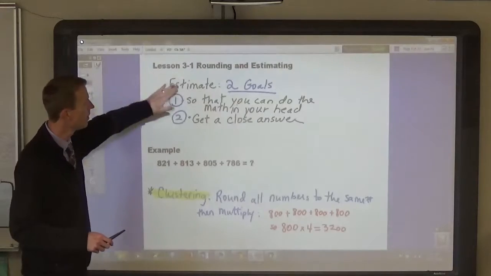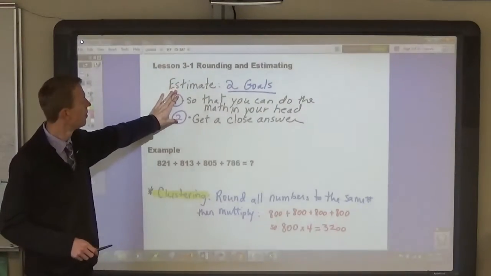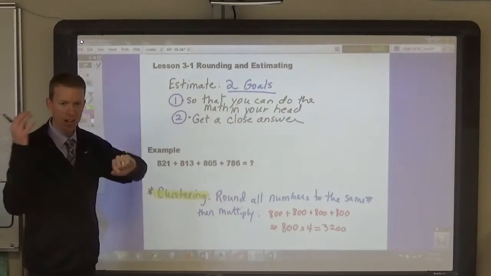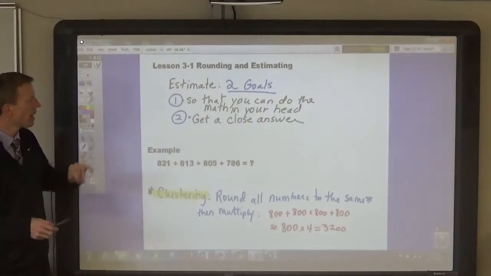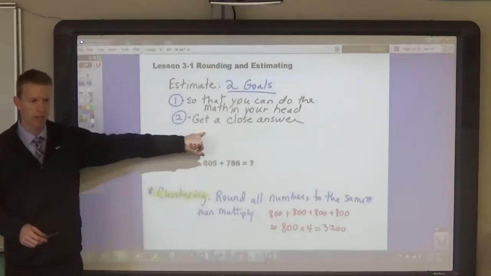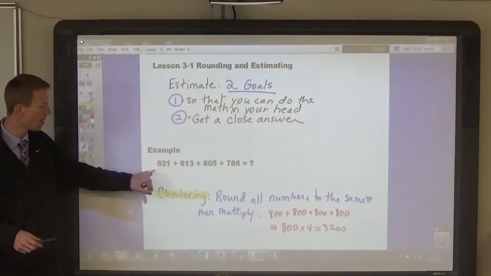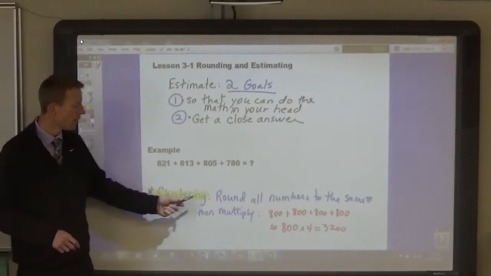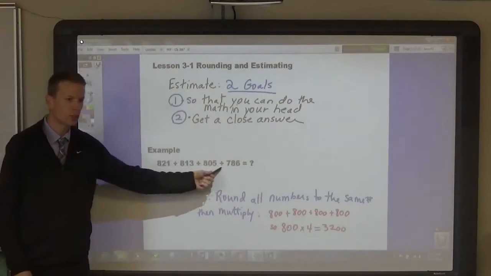Okay? So let's go on and talk about estimating and rounding. When you're estimating, there are 2 goals that you need to keep in mind. You want to estimate so that you can do the math in your head, so you can use a mental math process, and get a somewhat close answer. There's one type of estimating we're going to specifically talk about that's called clustering. Clustering means that you round all of the numbers to the same number because they're all close to the same number.